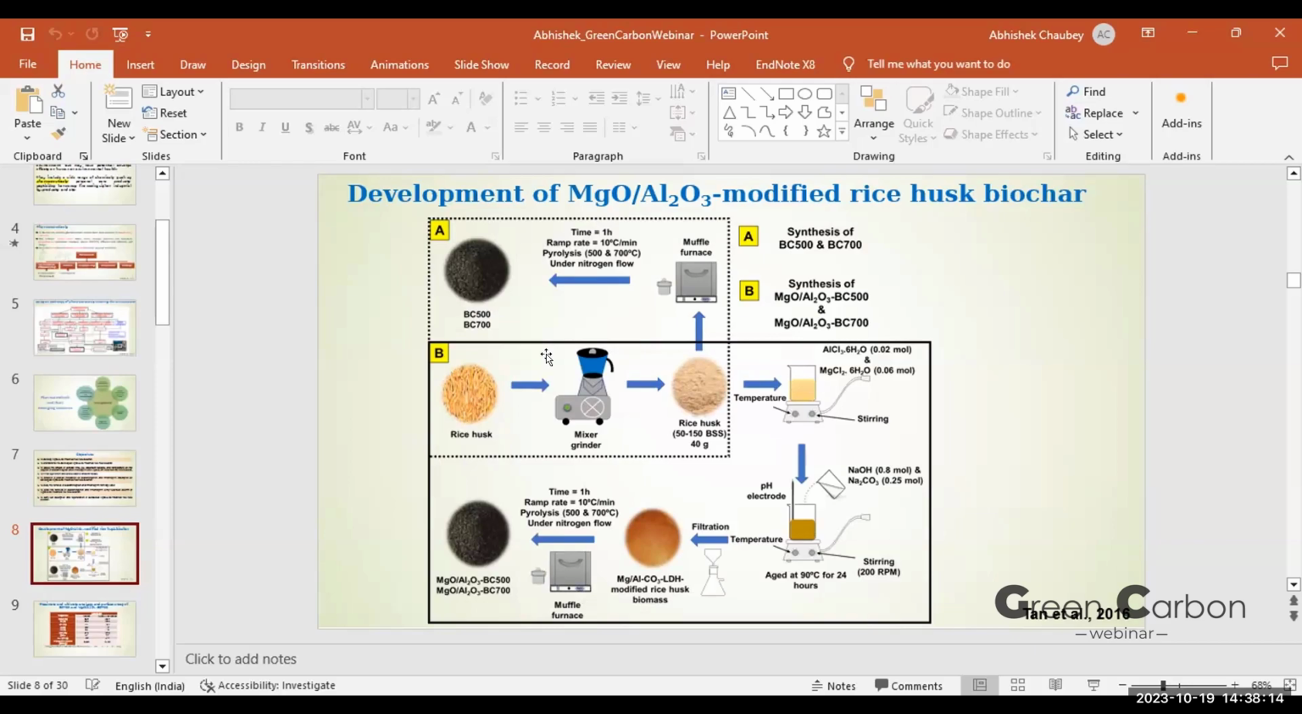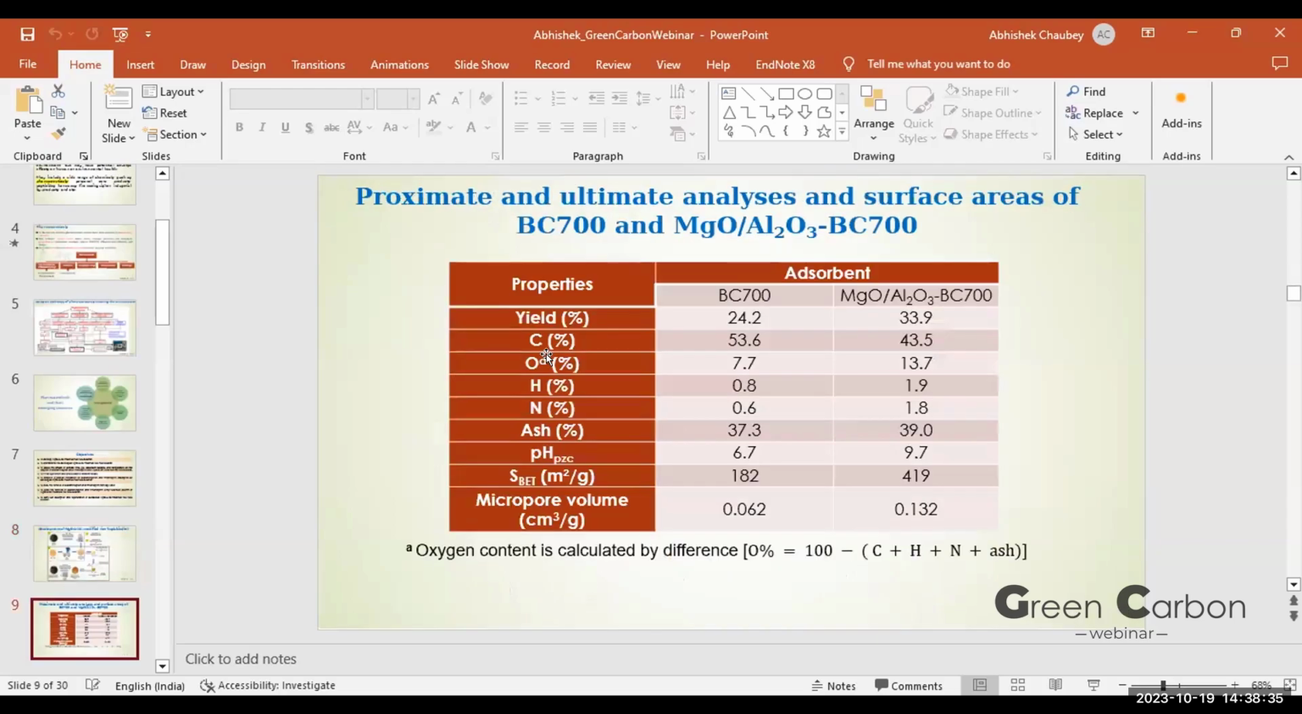So we got a slurry of biomass which is engineered with this magnesium aluminum salt, and then it was further pyrolyzed, under the same conditions as for the simple biochar preparation. So we got the biochar as well as this MgO-LDH modified, or we can say engineered, biochar. Now if we see the properties of this biochar, the yield is increased from 24 to 33.